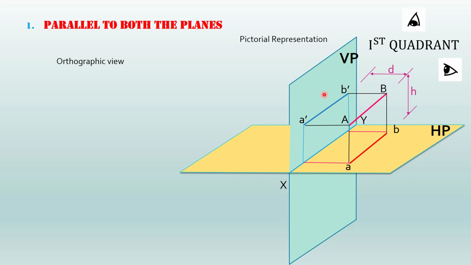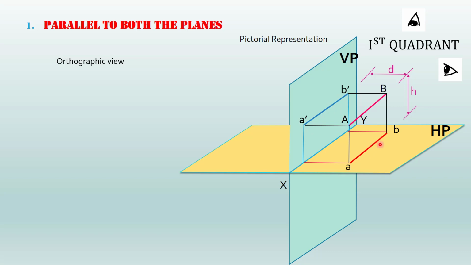If the line is parallel to any one of the planes, you will get true length on that plane. If the line is parallel to vertical plane, you will get true length on vertical plane. If the line is parallel to horizontal plane, you will get true length on horizontal plane. Here you can see that the line AB is parallel to horizontal plane also, right? So, the length ab will be equal to the length of capital AB. So, in our case, elevation as well as plan will be true length.